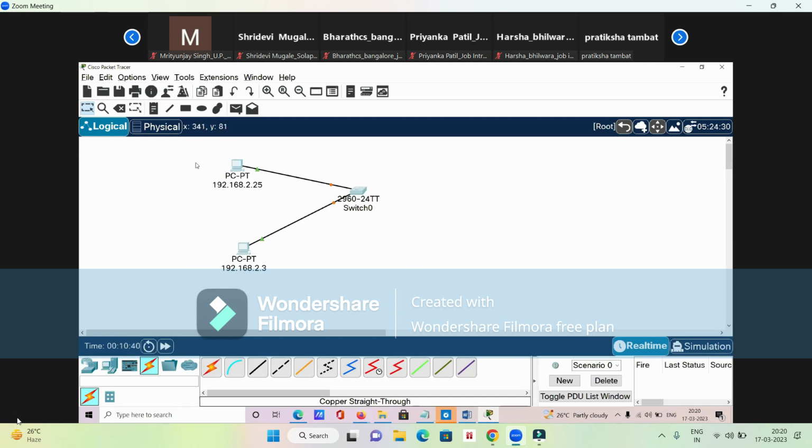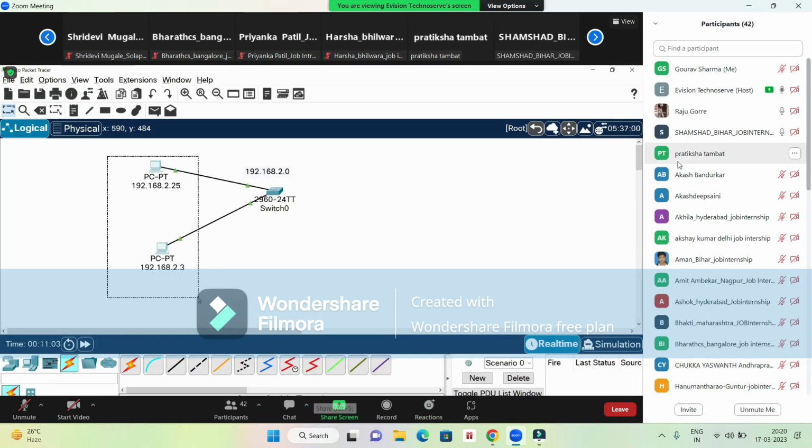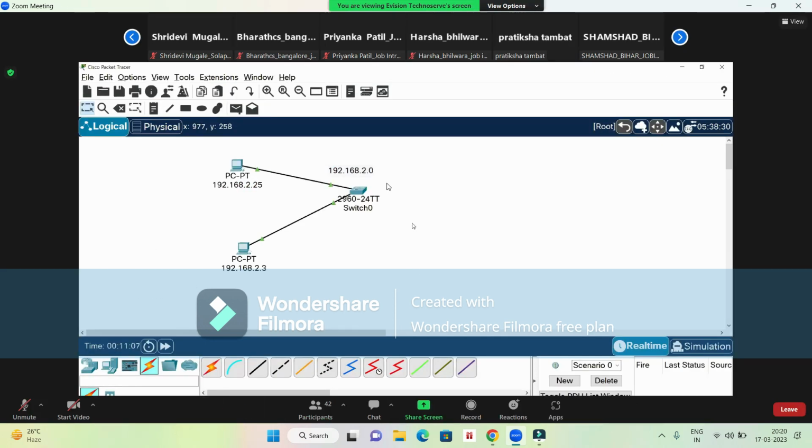Now tell me, this IP address belongs to which network? It belongs to 192.168.2.0. And this IP address belongs to which network? Same, sir, same network. So both the machines will be able to communicate with each other because they belong to the same network.